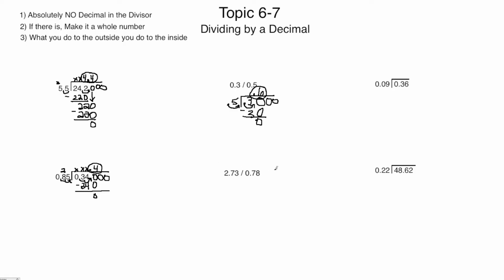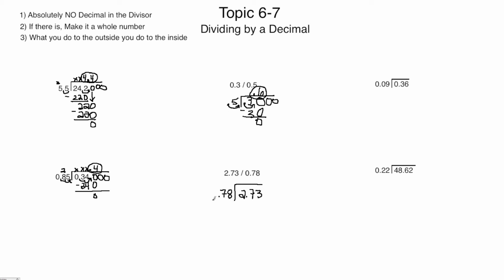All right, let's go to this problem. Go ahead and push pause and try it. All right, so we have 2.73 divided by 0.78.